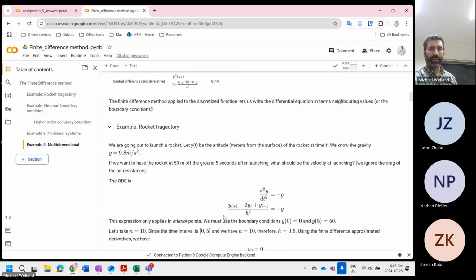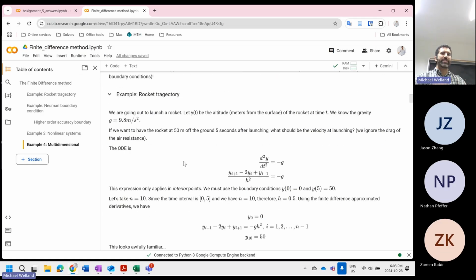Right. Let's look at a problem. Rocket trajectory. We're going to launch a rocket. Let y as a function of t, so our x-axis here is time, be the altitude, meters above the surface, of the rocket at time t. Hooray. We know gravity. Gravity still applies. Good. We have F equals ma. Also good, right? We're getting places.